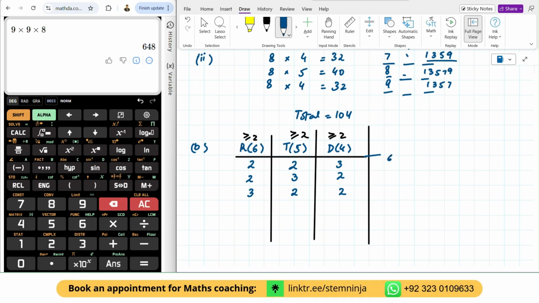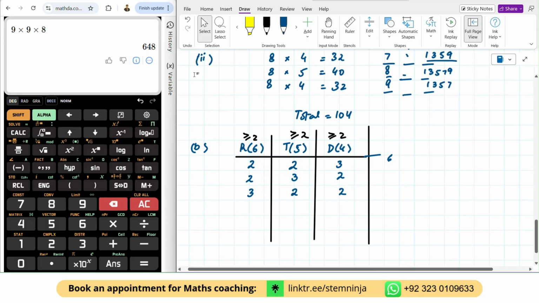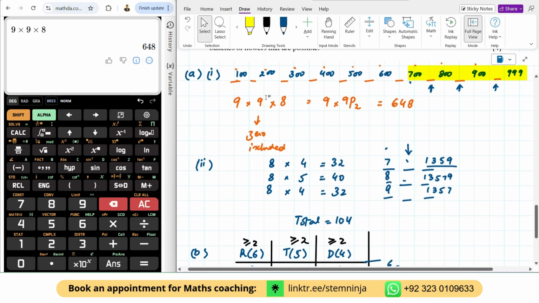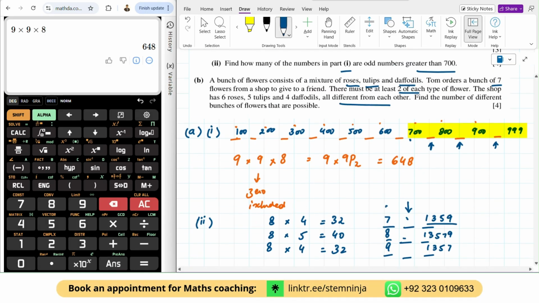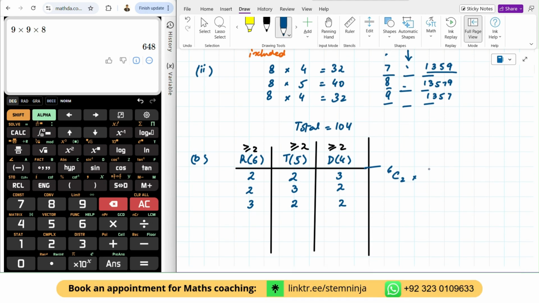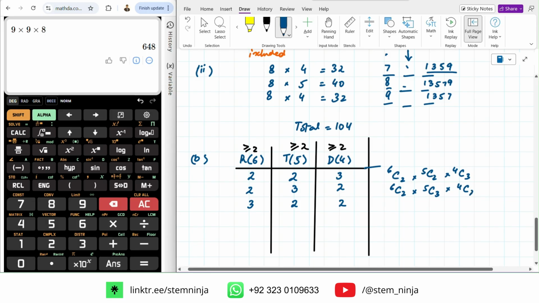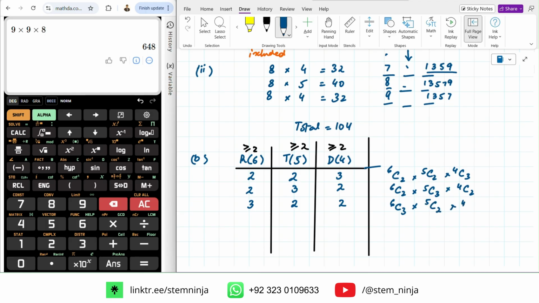Right. So 6C2. Wait a second. Were they identical or different? Yeah, so all different from each other. So we can have this 5C2 and 4C3, 6C2, 5C3, 4C2. Then we have 6C3, 5C2, 4C2. So let's calculate them.